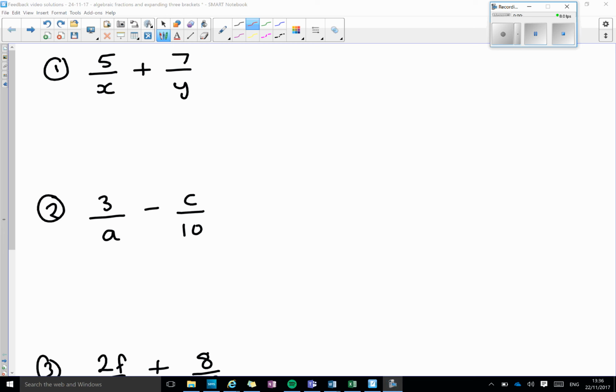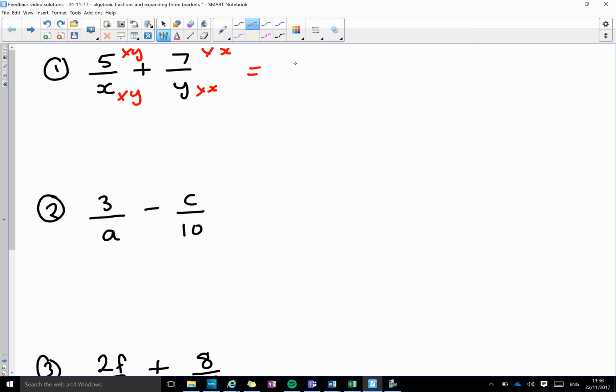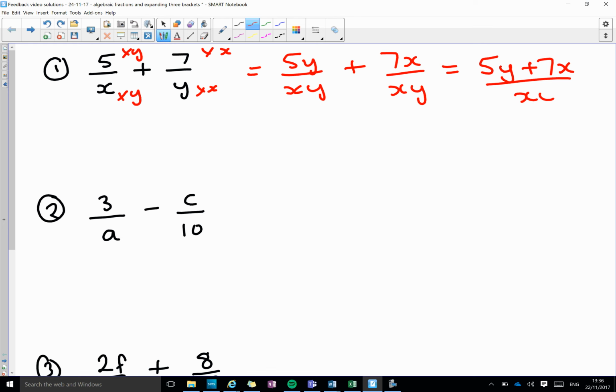To get the same denominator, I'm going to need to multiply this by y, and this by y, and this by x, and this by x. So I'm left with 5y over xy plus 7x over xy. I've now got the same denominator, so I can add those fractions together and get that answer.